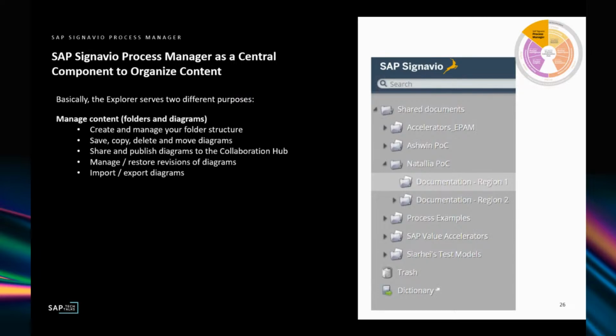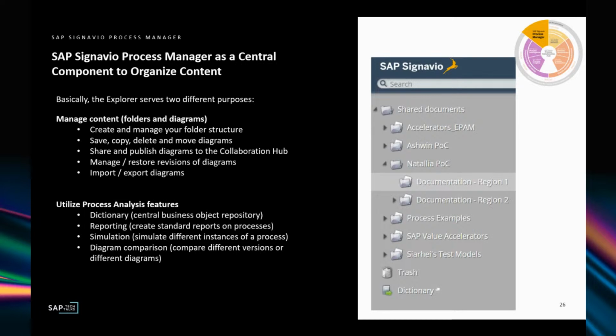If we talk about SAP Signavio Process Manager as a central component of organization content, we can manage content, folders and diagrams. We can create and manage our folder structure, save, copy, delete, and move diagrams, share and publish diagrams to the Collaboration Hub, because here we work in edit mode, and only if we want to share something with the company, with stakeholders, we need to publish our diagrams to Collaboration Hub. We can manage and restore versions. Also, we can import and export diagrams.